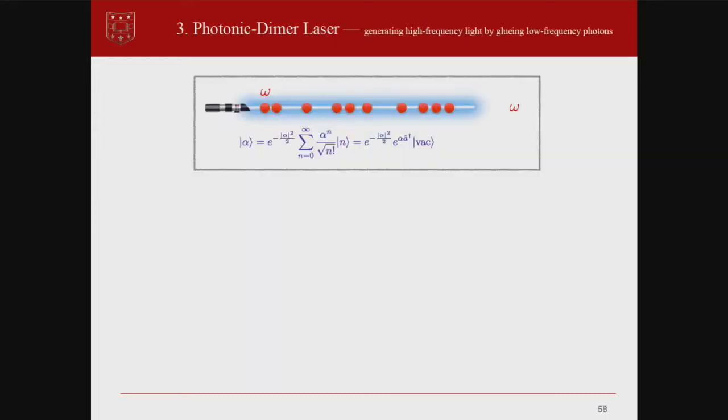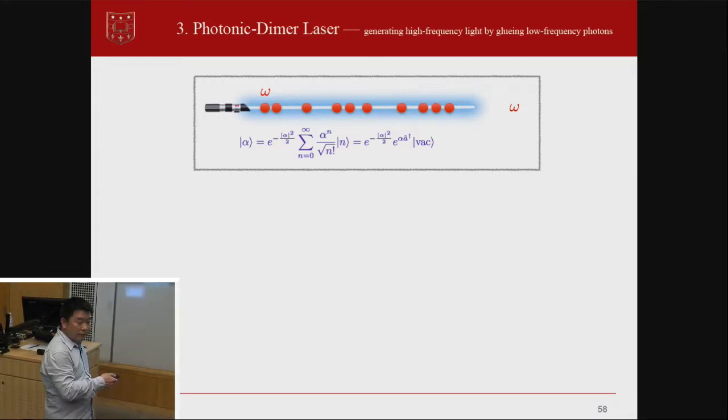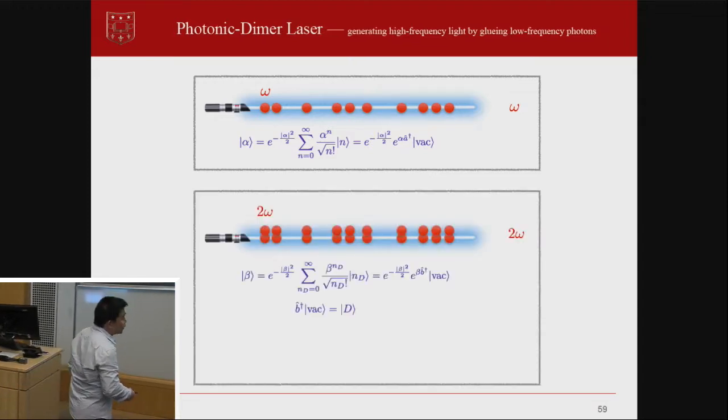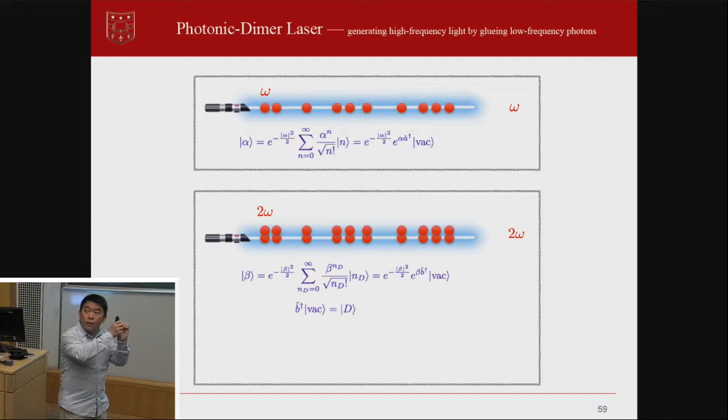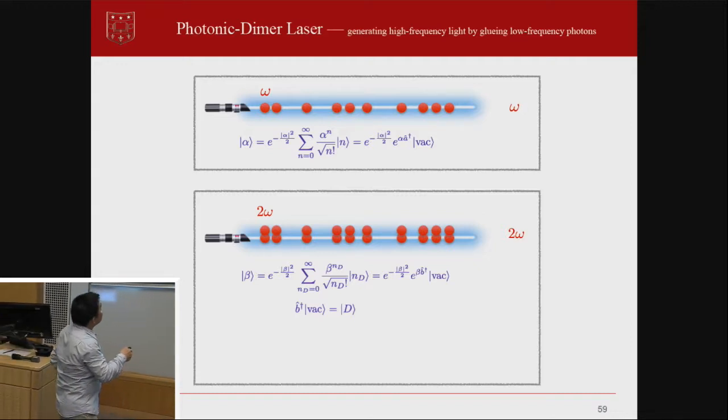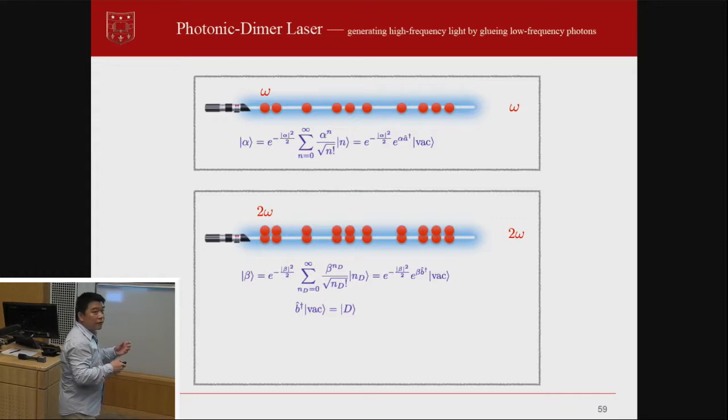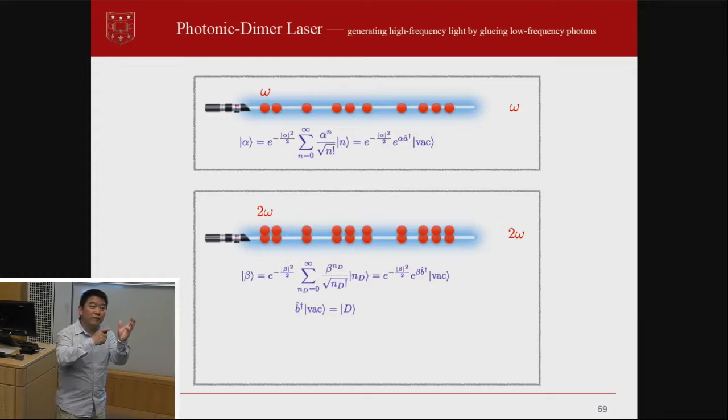Related to this, another thing that we are pursuing now is a photonic dimer laser. This lightsaber represents a conventional laser. We know that for a laser, the output is a coherent state of single independent photons. So, so to speak, if we can quantum mechanically glue every two photons together, each one a red photon with frequency omega, and glue them together like a dimer, then this composite entity has a frequency 2 omega. So for certain quantum processes, it may act like a green photon, a 2 omega green photon.